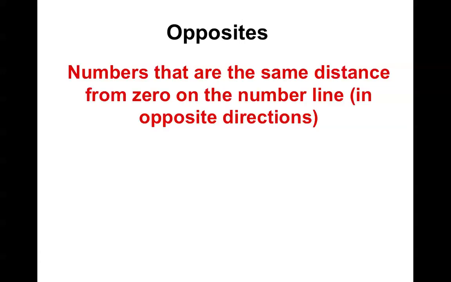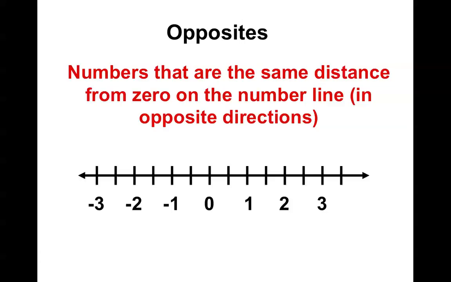We talked about opposites. Opposites are numbers that are the same distance from 0 on the number line, but in opposite directions. What that means is, we always start at 0, but if I wanted to go to 3, I would go to the right 3 steps. And if I want to go to negative 3, I would go to the left 3 steps. You notice that these lines are the exact same length. They just happen to go in opposite directions on the number line.